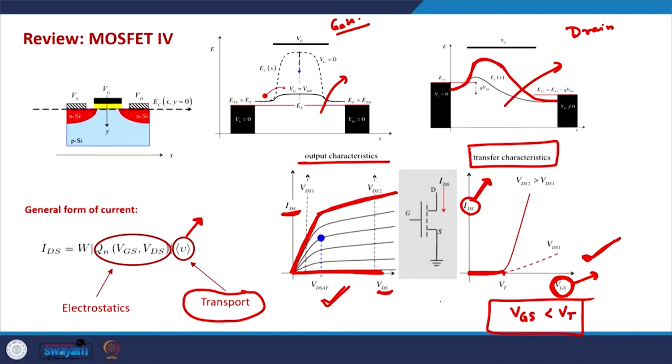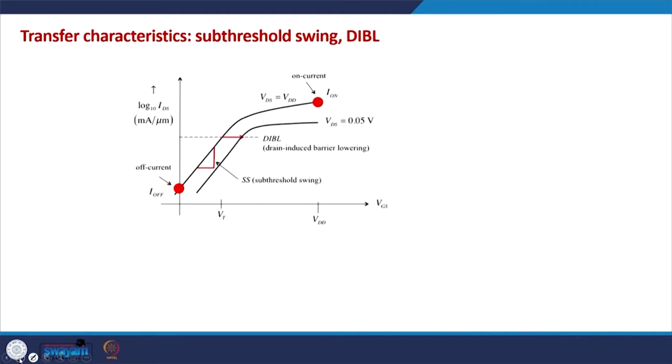So, this is what we have seen so far. We have discussed fairly the linear regime and the saturation regime, and we started discussing the sub-threshold regime. As you can see on both of these plots, in the sub-threshold regime the amplitude of the current is extremely low, and this is not properly visible in both of these plots, the output characteristics and the transfer characteristics.